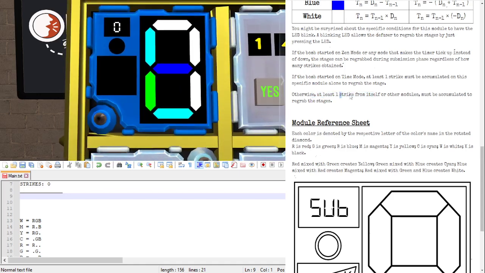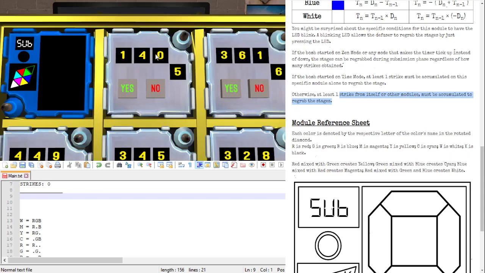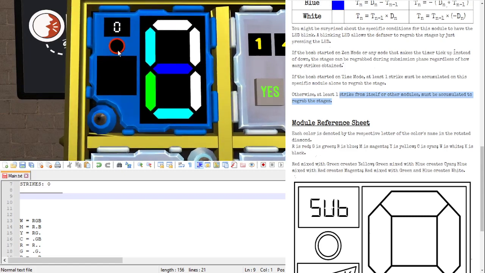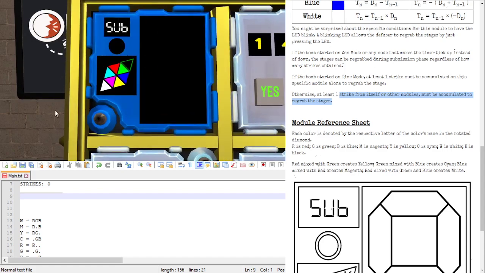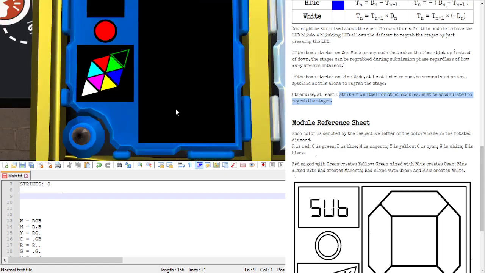Actually, yeah, I emphasized that wrong, because you can see if I enter the submission mode, this is not blinking. However, if I strike here, it starts blinking, even though it was not a strike on this particular module. And it stays that way, by the way. It never changes.